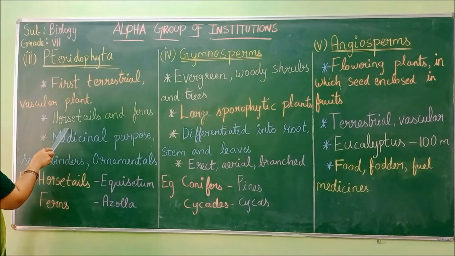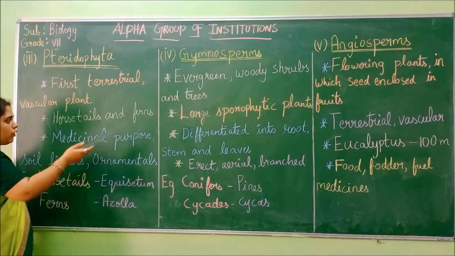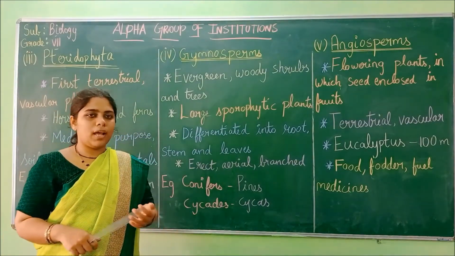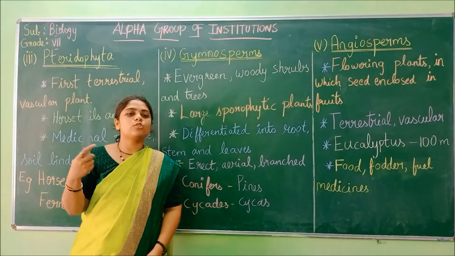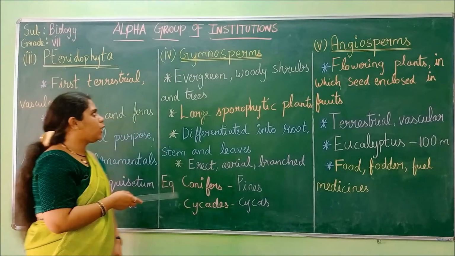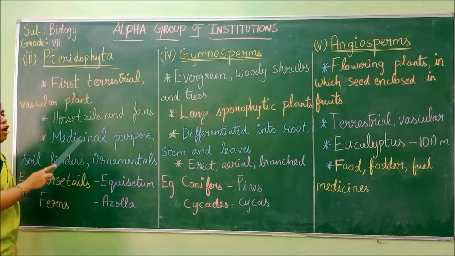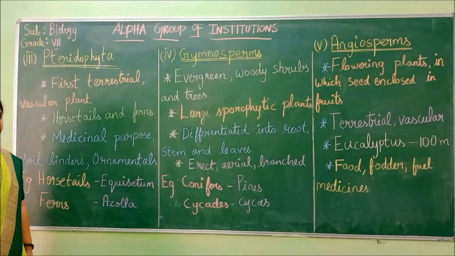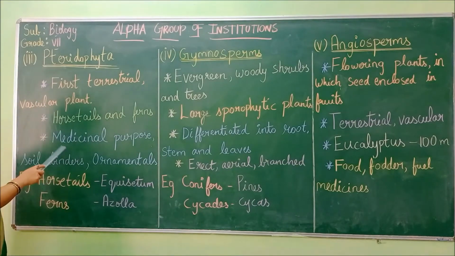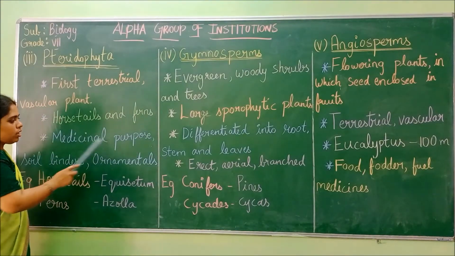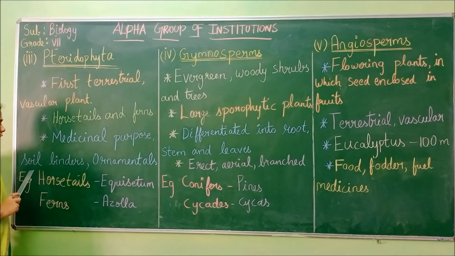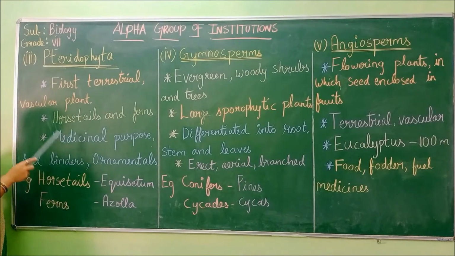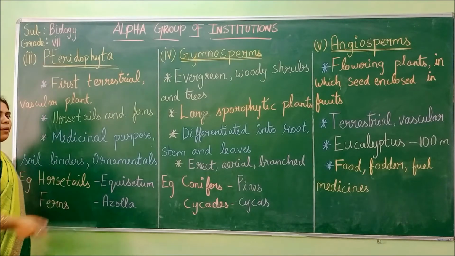Next, the examples: horsetails and ferns. These horsetails and ferns are names of plants. They are a type of plants. So these types of plants come under what? Pteridophytes. Horsetails and ferns come under pteridophytes. Next, they have medicinal values, that is medicinal purpose. Then soil binders and ornamentals. First, pteridophytes have medicinal purpose.